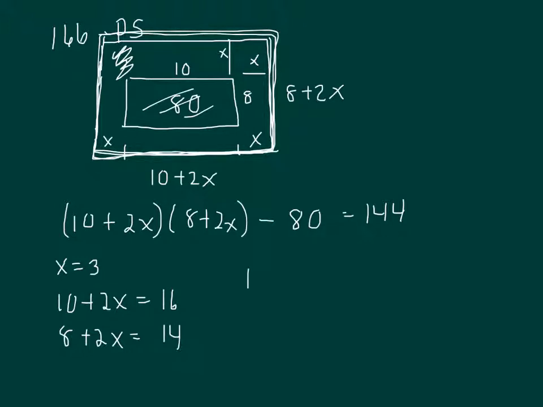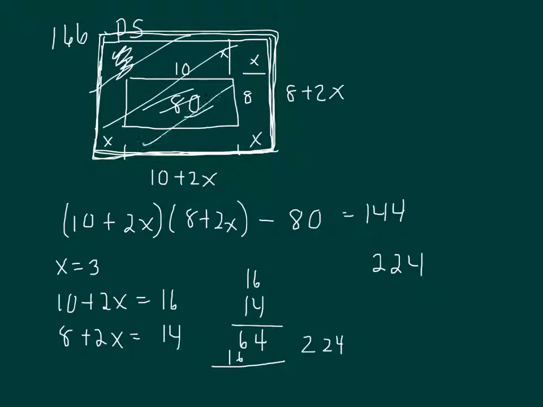And if you multiply 16 times 14, that's 224. Keep going. That's going to be 16. Add those together. It's going to give you 224. So 224 is the area of the whole thing. And if I subtract off 80, I'm going to borrow there, 144. So we know the answer is X equals 3.